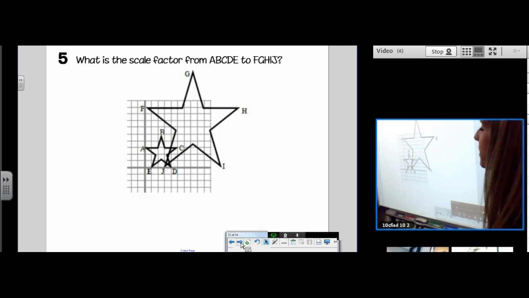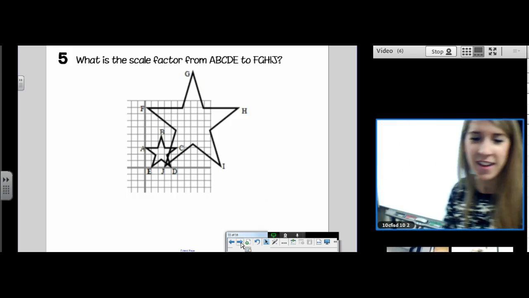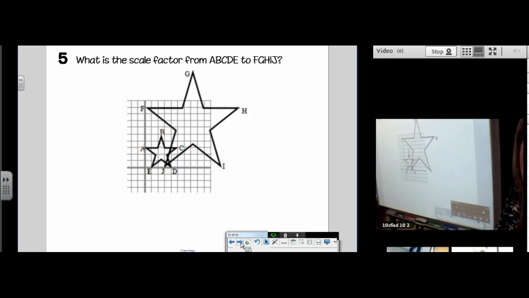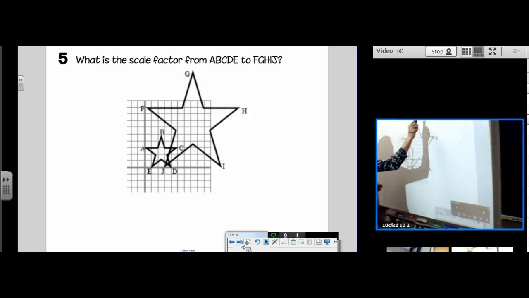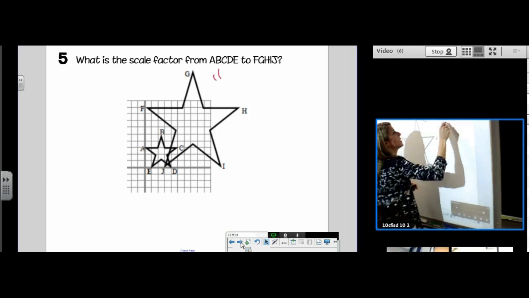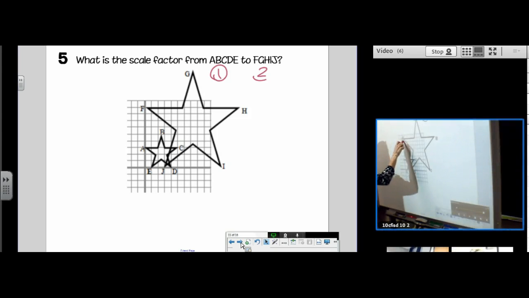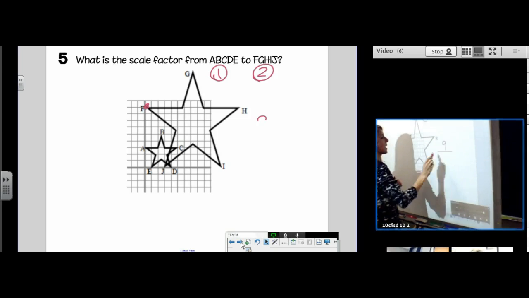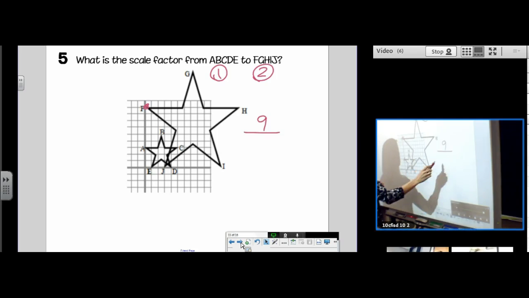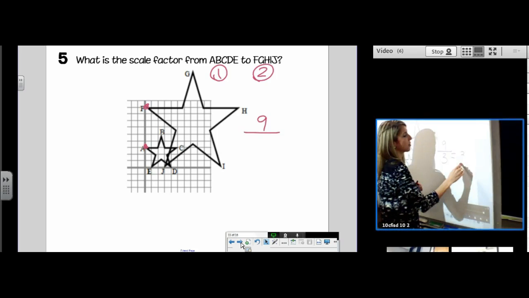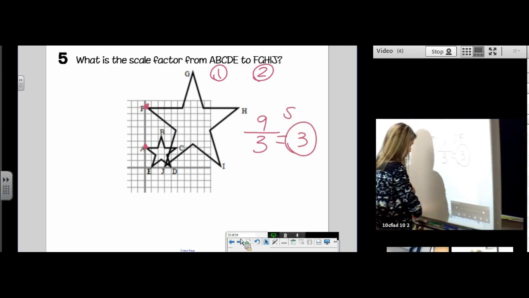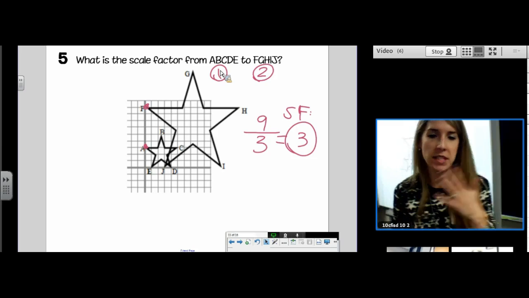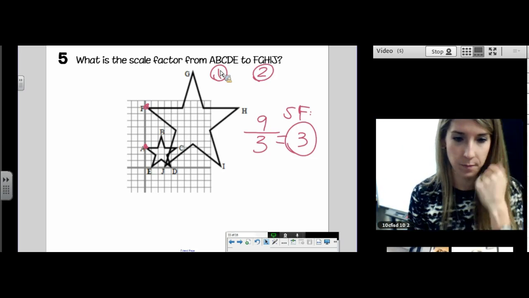Last scale factor one. Are we beating this one to the bush enough? Last scale factor. So last one, we want to put second over first. And so this would be 9, and the coordinate of this one is 3. So 9 over 3. The scale factor is 3. So that star is triple the size of star ABCDE. Triple.